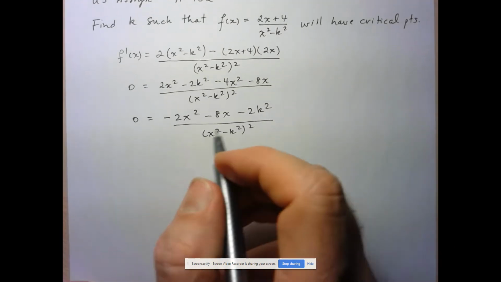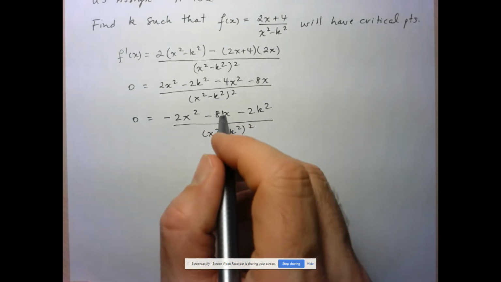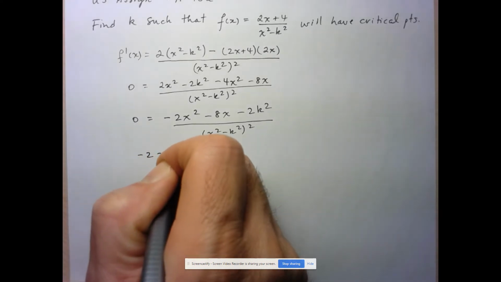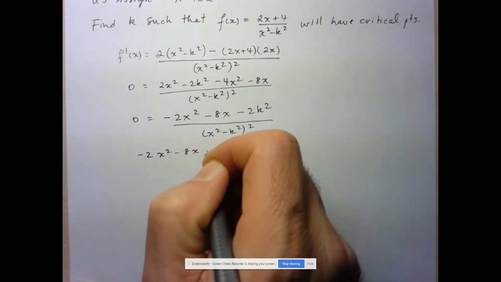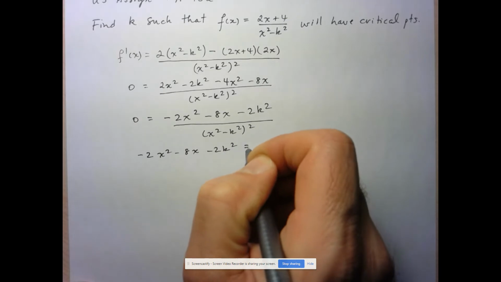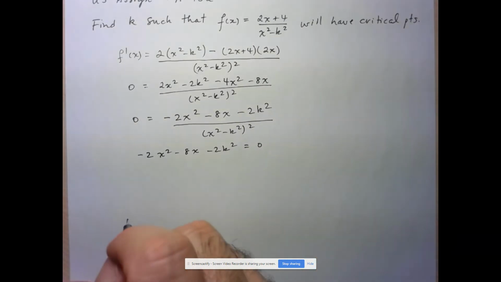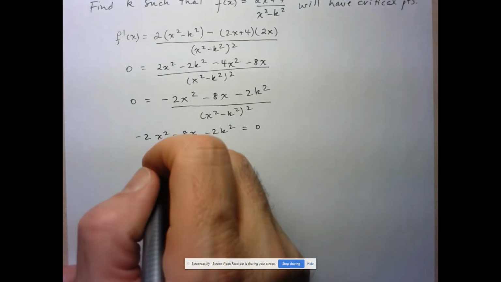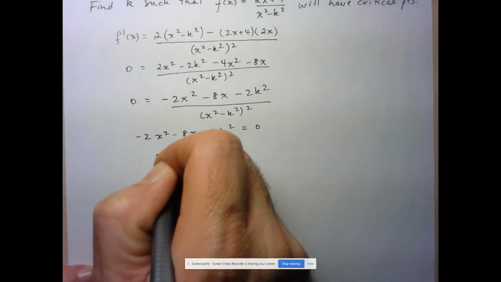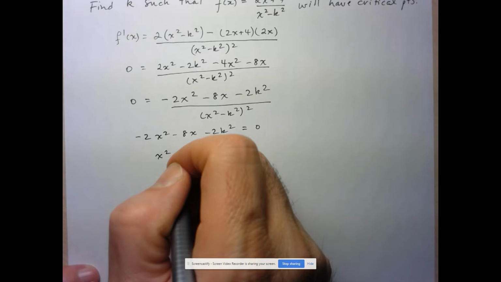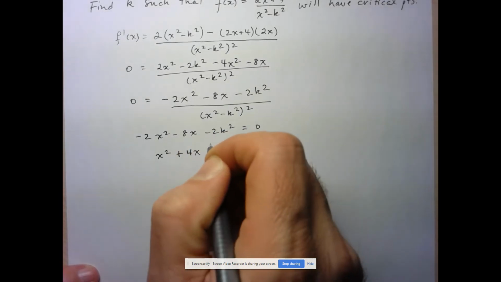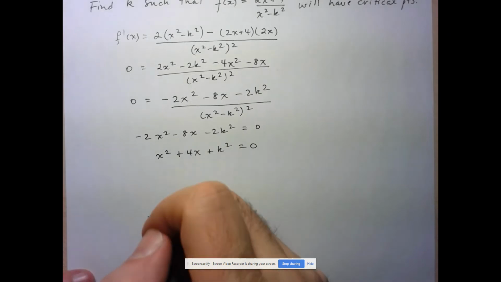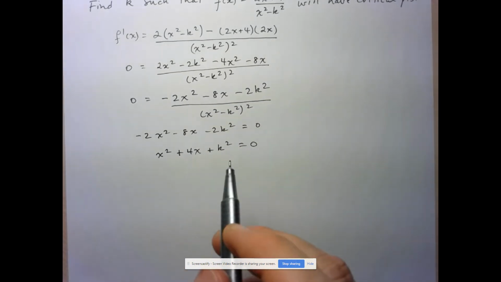Of course, in order for a fraction to be equal to 0, it's the numerator that needs to be equal to 0. So negative 2x squared minus 8x minus 2k squared has to be equal to 0. Let's simplify this a little. I can divide both sides by negative 2 to simplify my life. So I've got x squared, negative 8 divided by negative 2 gives plus 4x, plus k squared is equal to 0. This is the expression that has to be equal to 0.